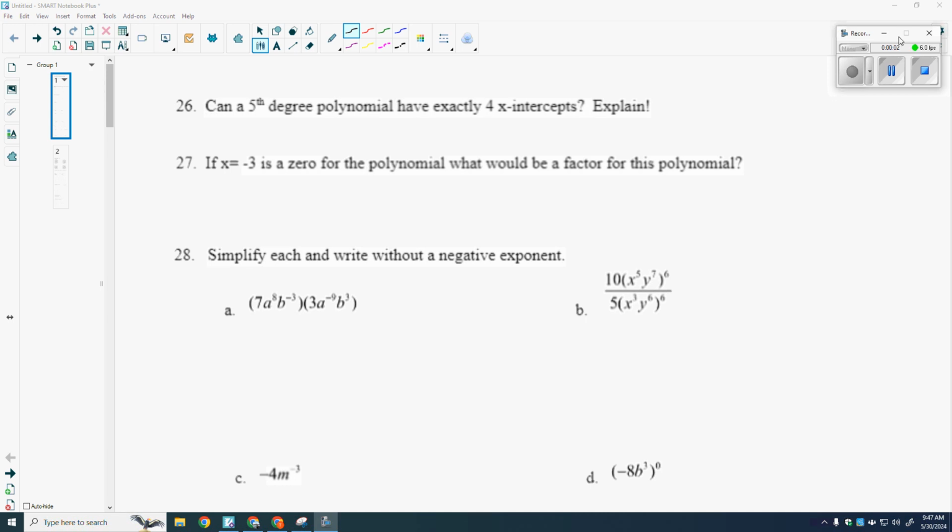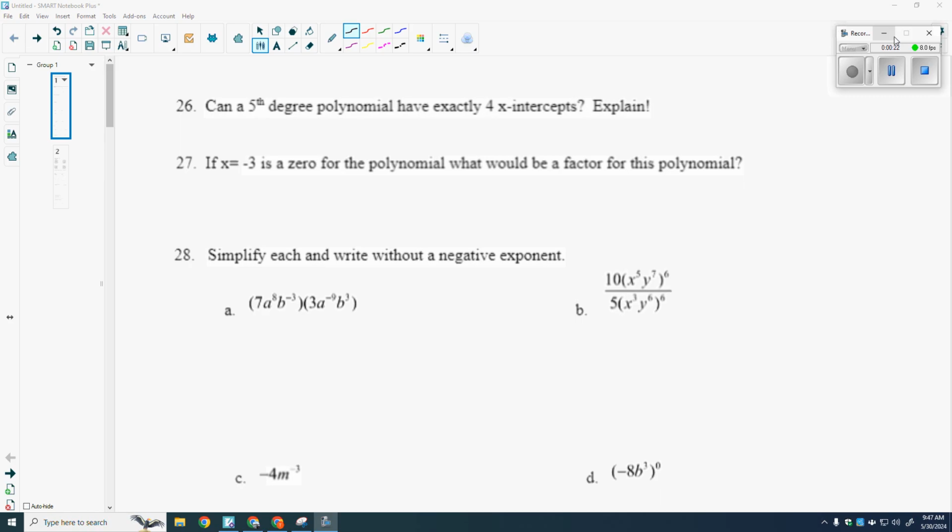All right, this recording is going to cover the second half of the review worksheet, questions 26 to the end. I'm not sure how long it's going to be, but my guess is it could take a little while. So let's get rolling. Question 26, can a fifth degree polynomial have exactly 4 x-intercepts?